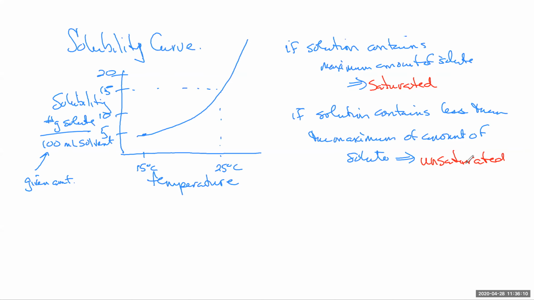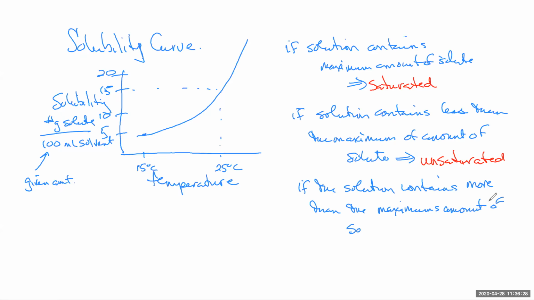There's actually a third category, although it's not very stable. If the solution contains more than the maximum amount of solute, then that solution is actually called supersaturated. Now, supersaturated is really kind of unstable, and they're very hard to form, supersaturated solutions, but sometimes they do happen.